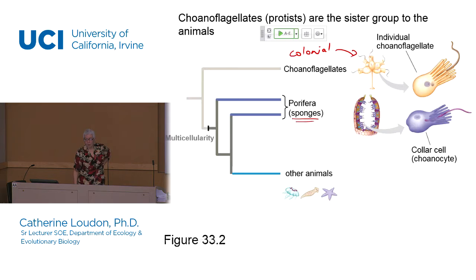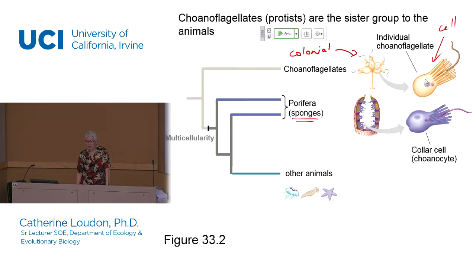How do we know it's colonial? Because there are a number of different individual cells that are making this up. This is one cell right here. Choanoflagellates either occur as single cells or as colonies. They can be attached, as shown here, or they can be free-floating in the plankton.